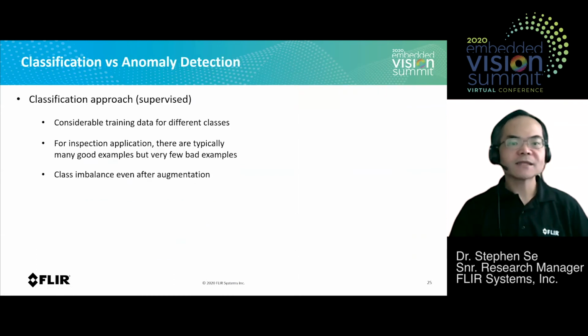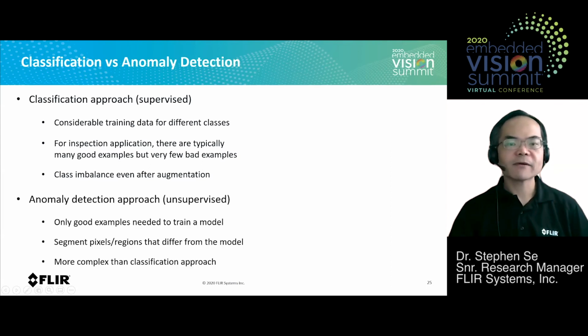In all 3 case studies, we use a supervised classification approach, which requires considerable training data for the good and bad classes. However, in many manufacturing inspection applications, there are typically many good examples, but very few bad examples. Therefore, there is a large class imbalance even after augmentation, which is not desirable for deep learning training.